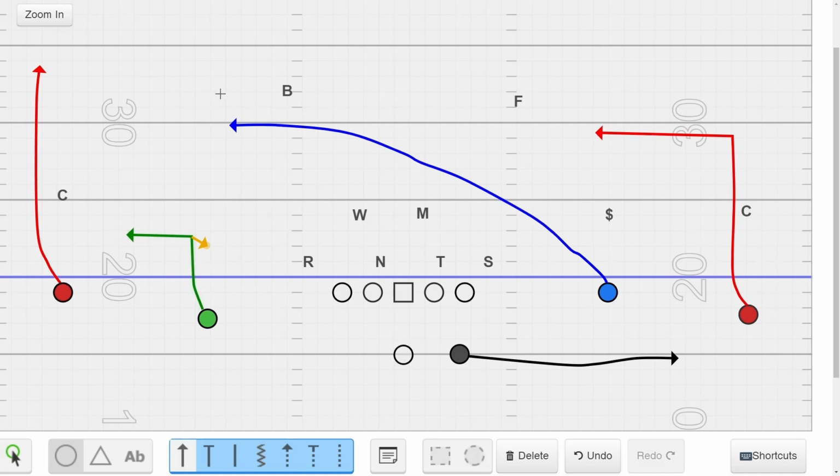Second route in the progression is going to be the Y. And what we're trying to do here is create a high-low stress on this outside linebacker, or inside linebacker. He's either going to be working hook to curl, so we're going to be looking to throw it over or under, depending on which one of these guys threatens him the most. Okay, that's how we're going to be paying attention to it through the eyes of looking at coverage.